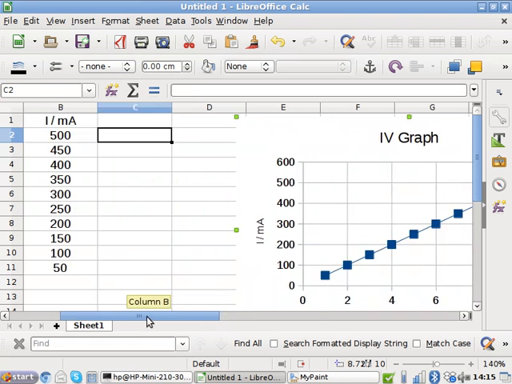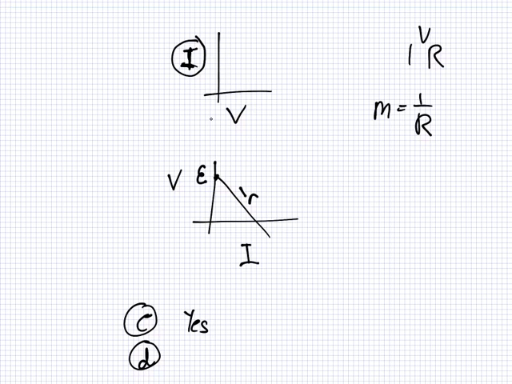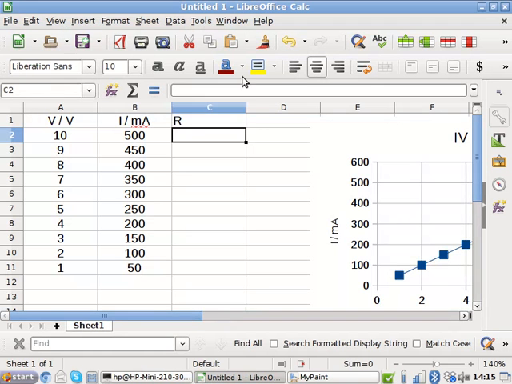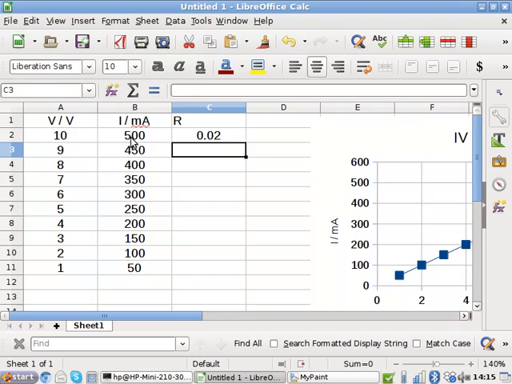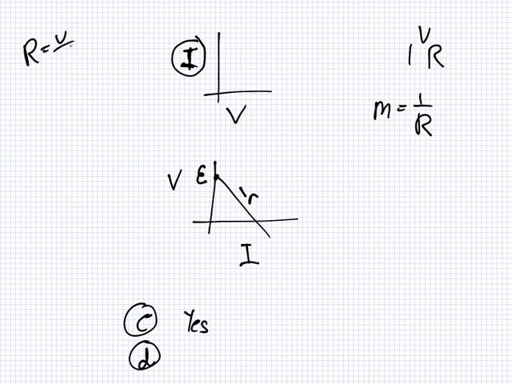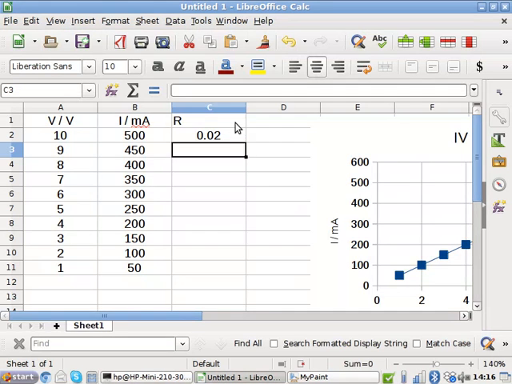Okay, so let's go back over here. We need to have R here. Now what's the formula for R? Well, R is V over I. Now we have to be careful though, because the I is in milliamps. So just be careful. If I have R equals V over I, and this one is in volts and this one is in milliamps, then what will my R be in? It'll be in kilo ohms, because the milli is under. So actually this is in kilo ohms.